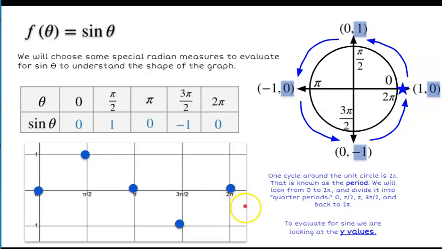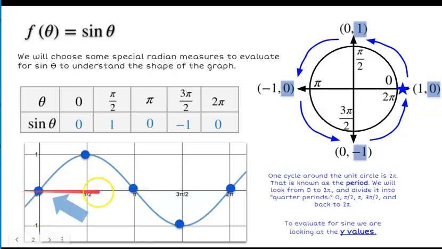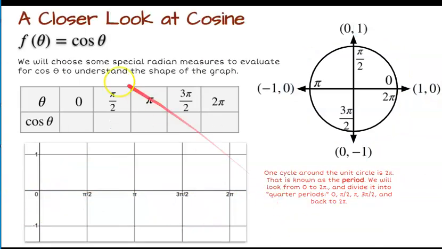So when connecting the points, the graph of the sine function would look like this. Please note that the sine function starts at the origin and will oscillate on either side of the x-axis. Now let's take a look at the cosine function. We will do the same thing. We will choose some special radian measures to evaluate cosine theta to understand the shape of the graph.